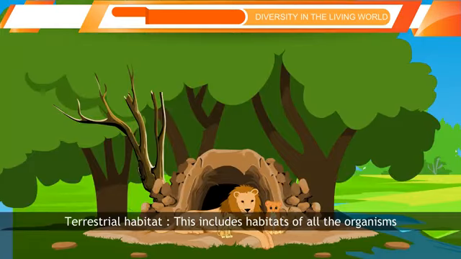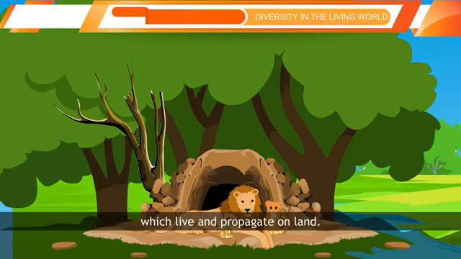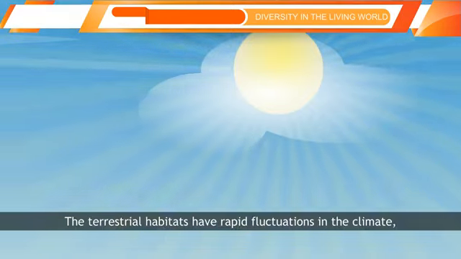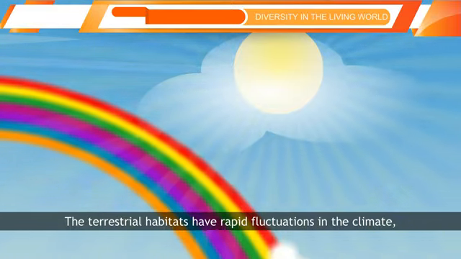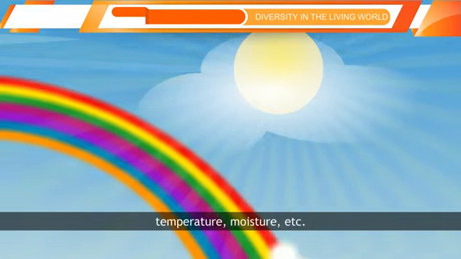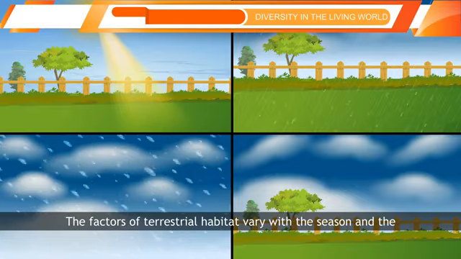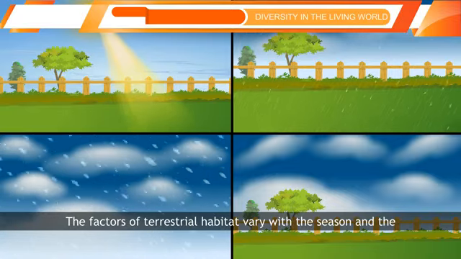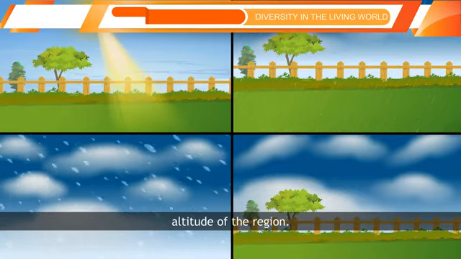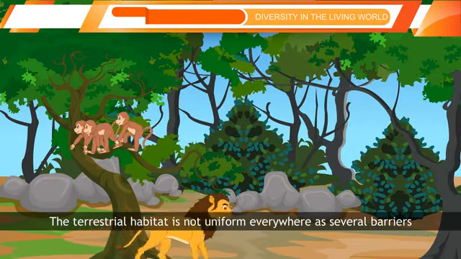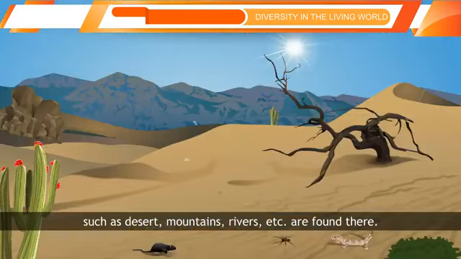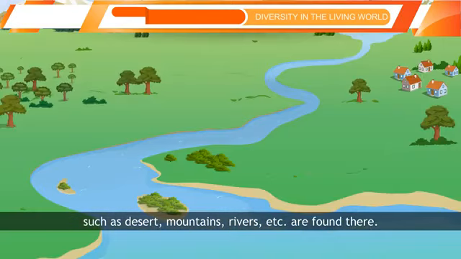Terrestrial habitat. This includes habitats of all the organisms which live and propagate on land. The terrestrial habitats have rapid fluctuations in the climate, temperature, moisture, etc. The factors of terrestrial habitat vary with the season and the altitude of the region. The terrestrial habitat is not uniform everywhere, as several barriers, such as desert, mountains, rivers, etc., are found there.